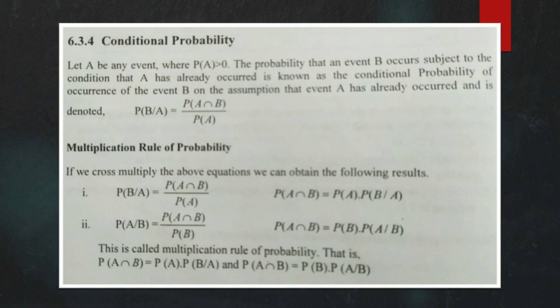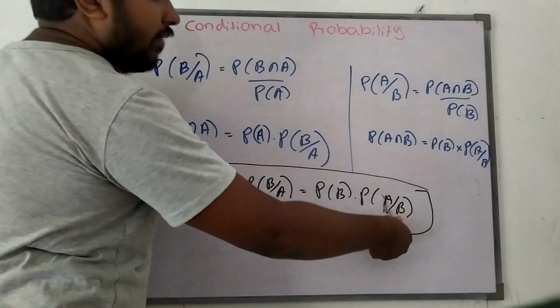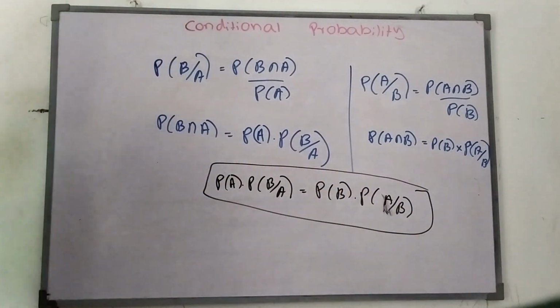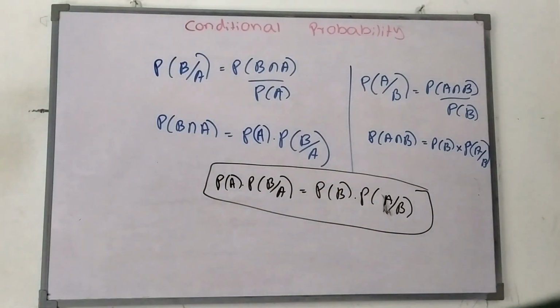So the first thing is A happens, and after A happens, B happens. Or B happens, and after B, A happens. So this is the multiplication rule. Both sides are equal. This is the multiplication rule actually. Right. Now just assume, if these two events are independent, then what will happen?